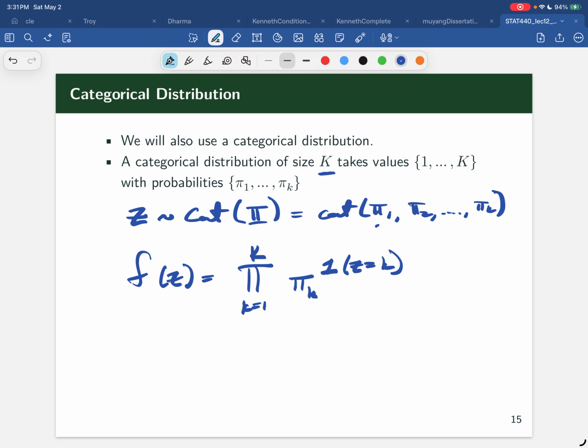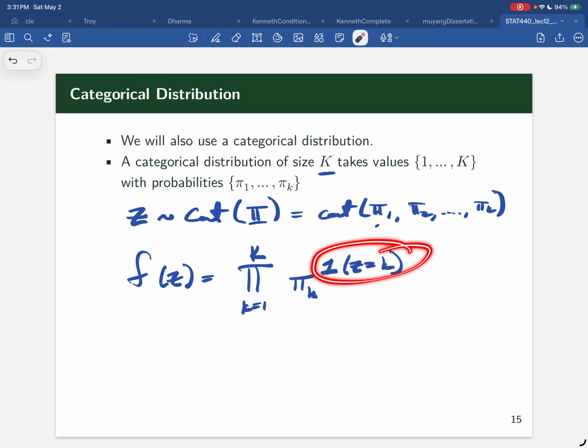So what is this saying? Let's say Z here is 2, meaning that our random variable takes a value in 2. What this is supposed to do is return the probability of that. What we have is a product of pi's where the exponent is this indicator variable. So what's going to happen is we're going to step through the k's. So let's start with k equals 1.